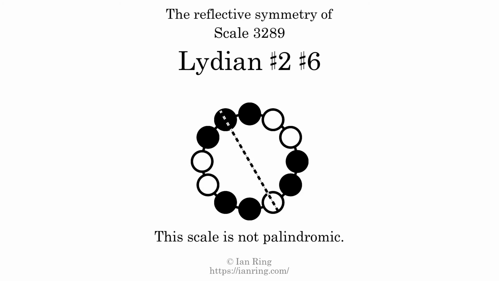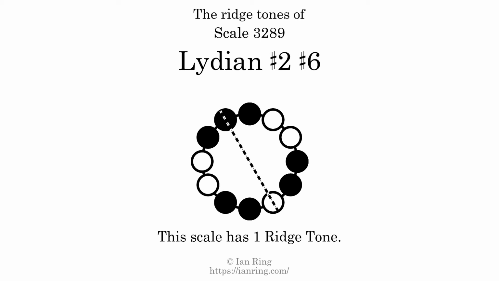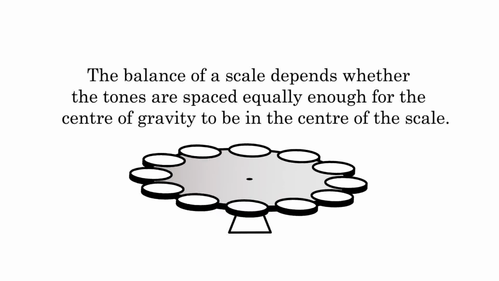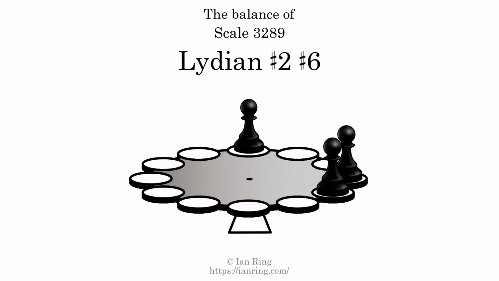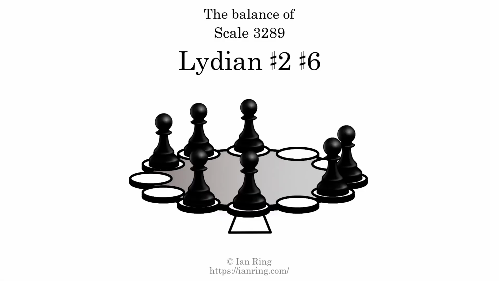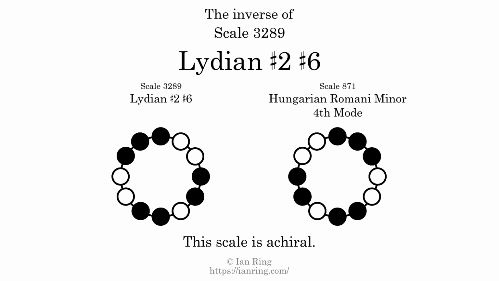This scale has reflective symmetry across an axis positioned 5 semitones from the root. This scale has a different pattern of intervals ascending and descending, so it is not palindromic. This scale has 1 ridge tone. Here, the balance of a scale depends whether the tones are spaced equally enough for the center of gravity to be in the center of the scale. This scale is balanced.